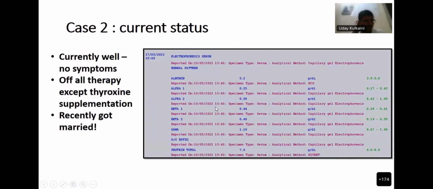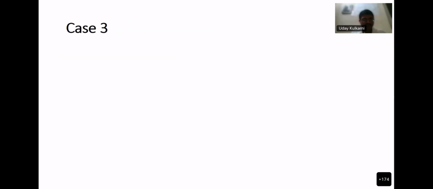And in POEMS syndrome, many of these transplants are curative. So he's now about three years from the transplant, he's recently got married, and he came for follow-up. M-band was not there, and he's doing well otherwise. So any questions related to the second case, or do we move on to the third one?